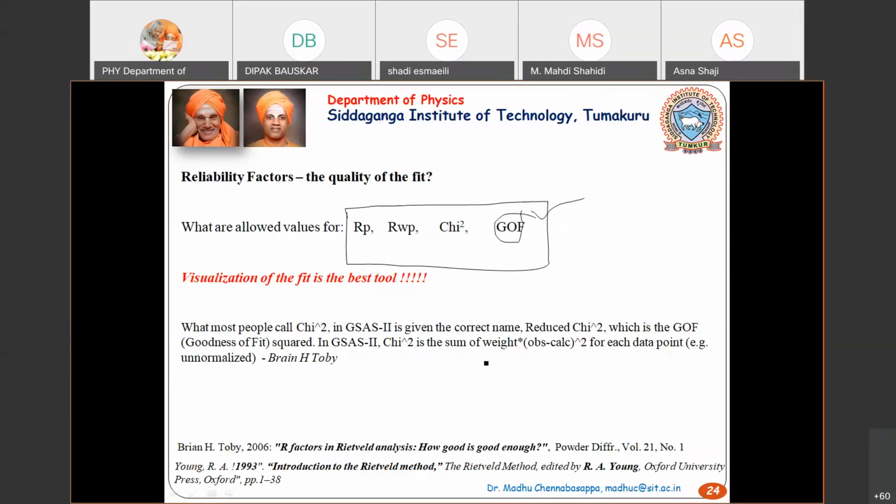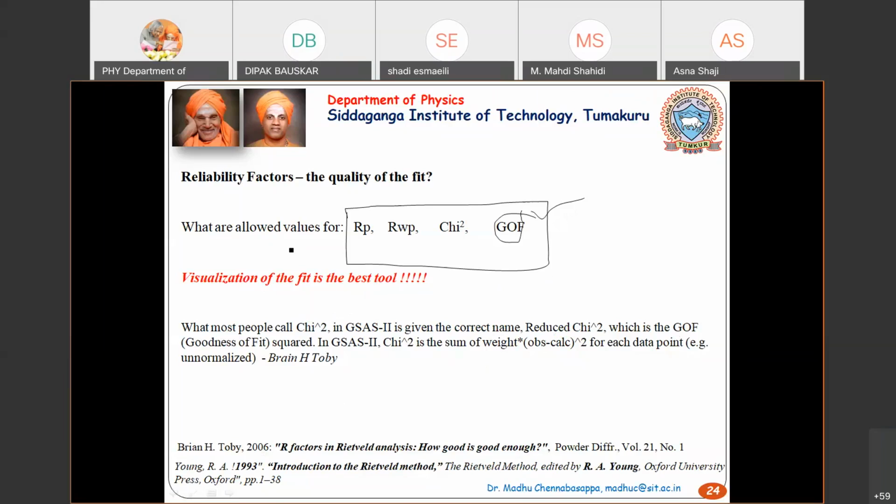So what is this goodness of fit? Goodness of fit is nothing but the chi-square. Your reduced chi-square is called the goodness of fit. I will give all this information, and I will even share this PPT, so you can keep it as a reference.